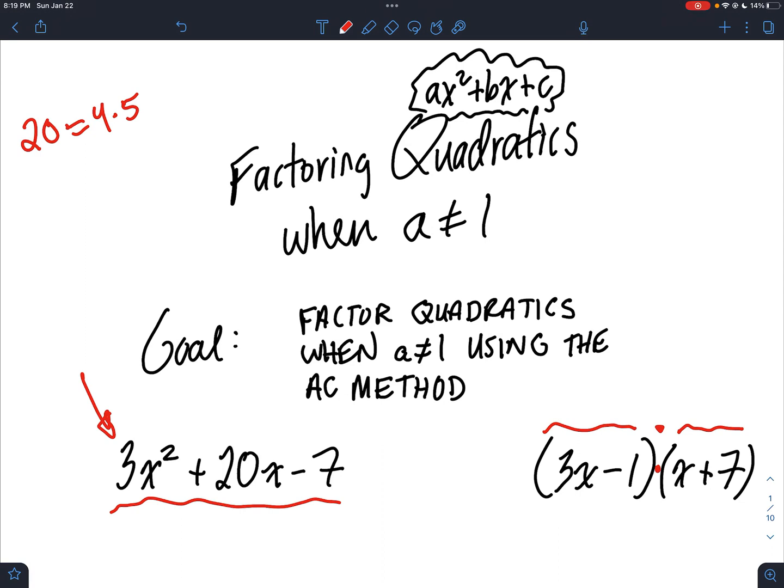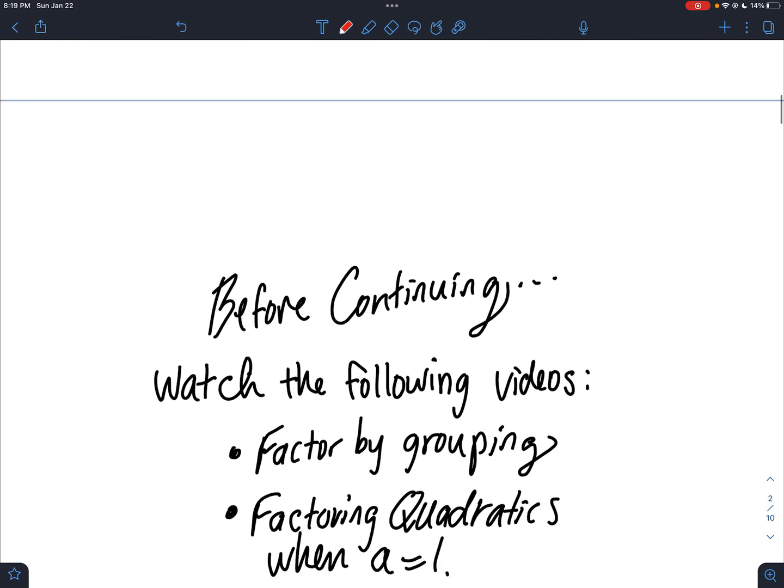So the goal is to factor quadratics when a is not 1, or really when a is 1, using the AC method, which is very strong, very powerful, very easy to apply, and once you practice it, it's easy to get. So let's take a look at it.